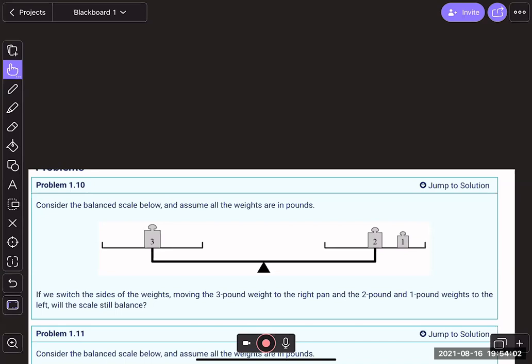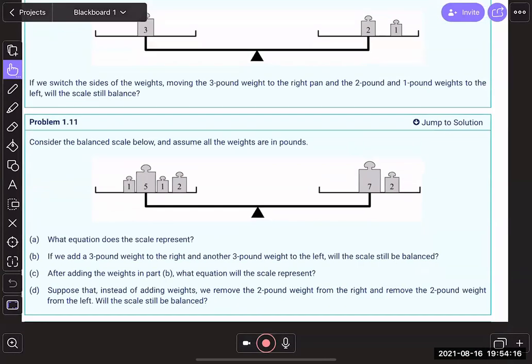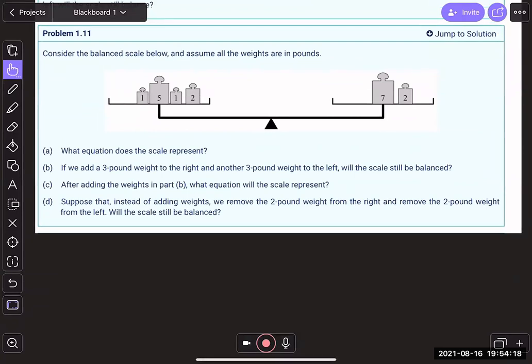Do you have a question? Sorry. Or did you want to answer? I wanted to do the next question. Okay, sure, go for it. Question 1.11 then. Okay, so it says 1, 5, 1, 2, 7, 2. What equation does the scale represent? 1 plus 5 plus 1 plus 2 equals 7 plus 2.